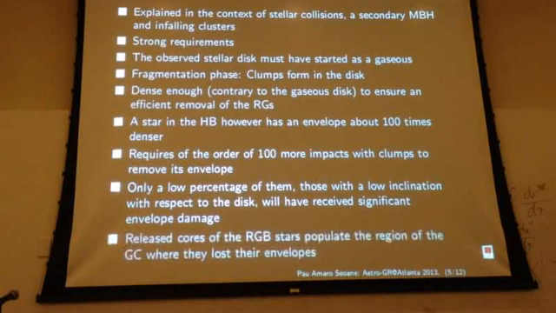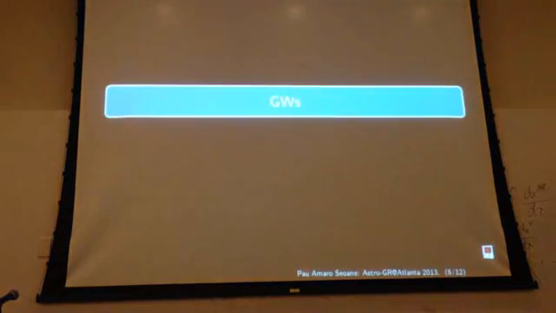So if you're efficiently releasing cores of these red giant branch stars, you would be populating the region of the galactic center with stars with a low envelope. This is a prediction of this volume, although the number is not high enough.